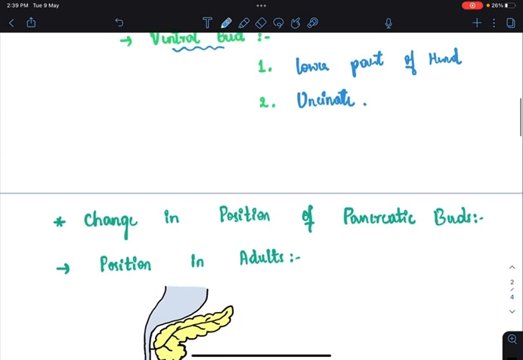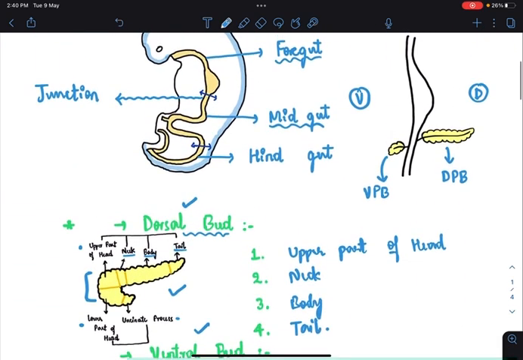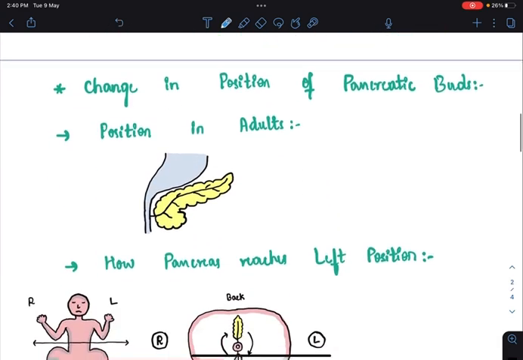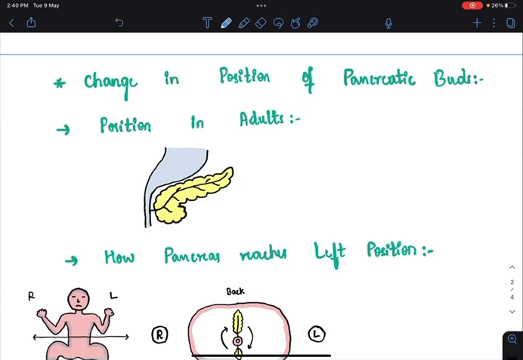Now, what do we have in our developmental stage? In this stage we have the ventral and dorsal pancreatic buds. So they are formed. Now what happens is there is a change in the position of the pancreatic buds. So why is there a change in position? What is the need of changing position?